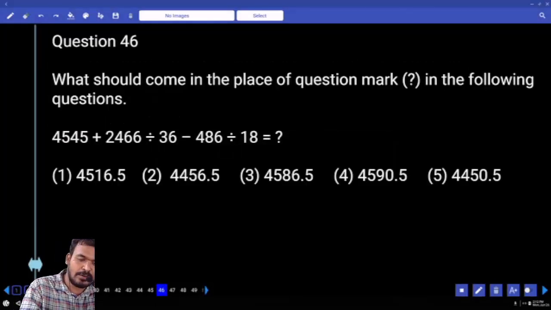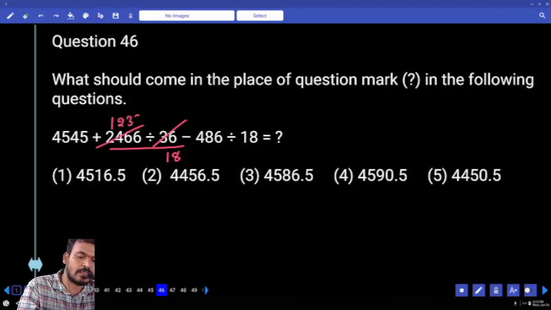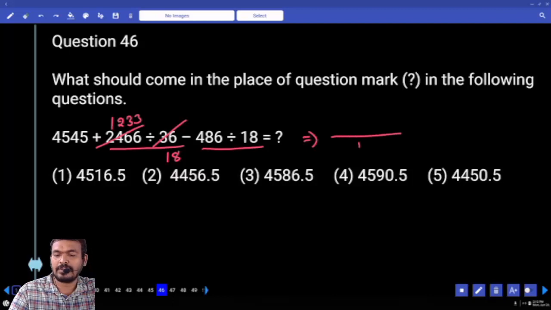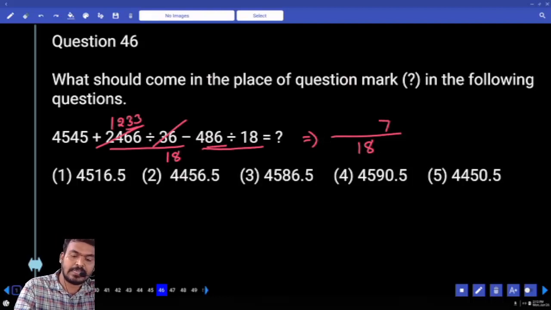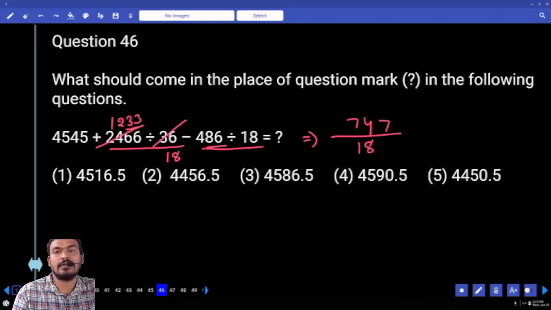First, 2466 divided by which one? 36. What is half of 36? 18. What is half of 2466? 1233 and 1233. And the third term is 486 divided by 18. Are the denominator values the same or different? Same. Are the numerators subtracted or added? Subtracted. 33 minus 86 means 13 minus 6 is 7, 12 minus 8 is 4, 11 minus 4 is 7, so 747 divided by 18.